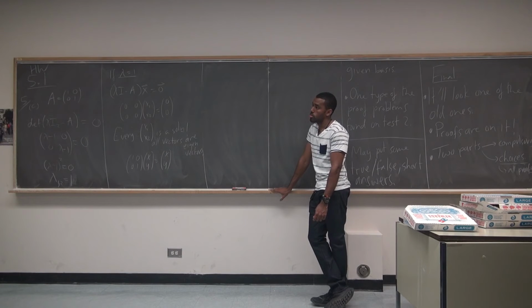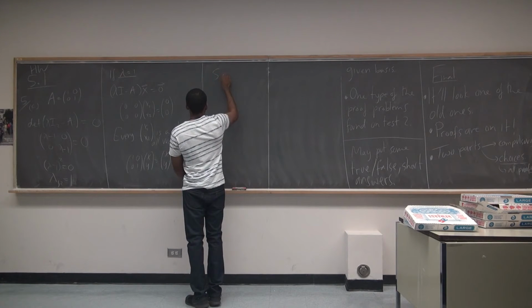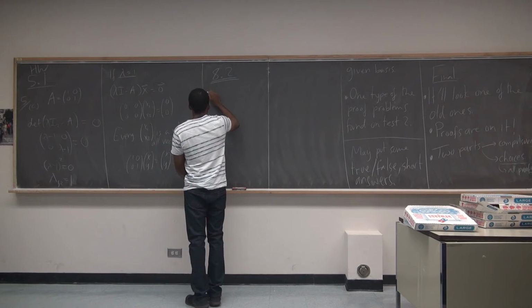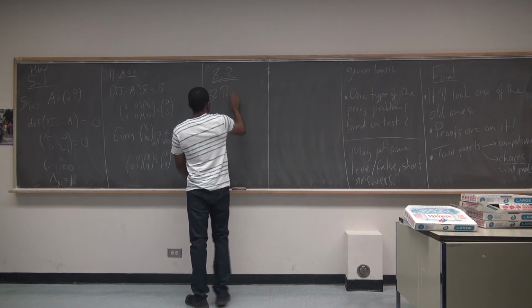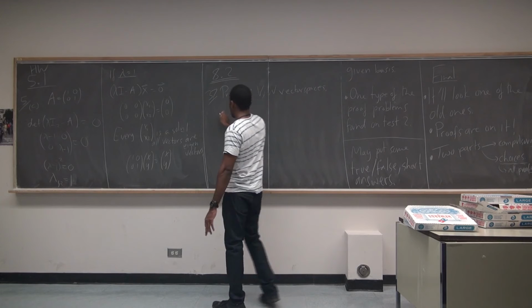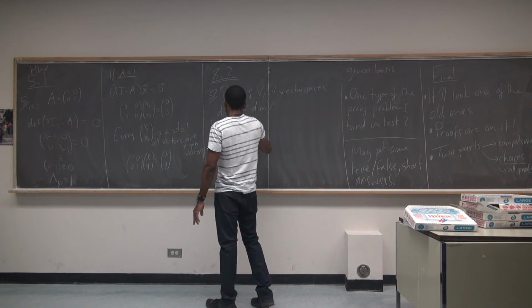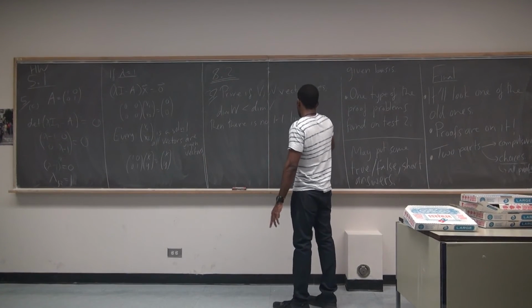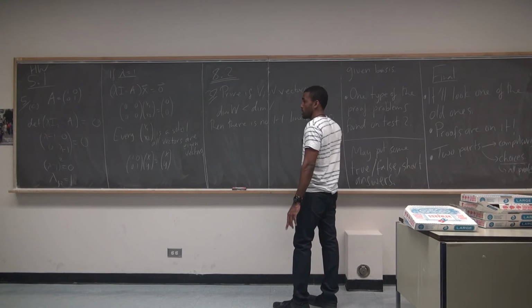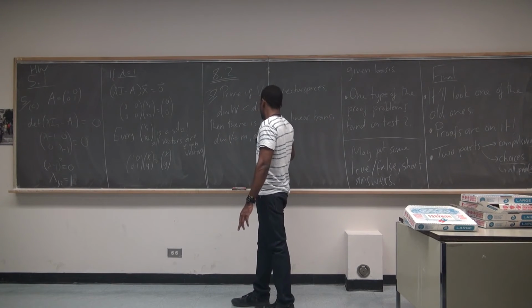Maybe number 37 from 8.2. It says if V and W are finite dimensional vector spaces such that the dimension of W is less than the dimension of V, then there is no one-to-one linear transformation from V to W. Let the dimension of V equal m and the dimension of W equal n.